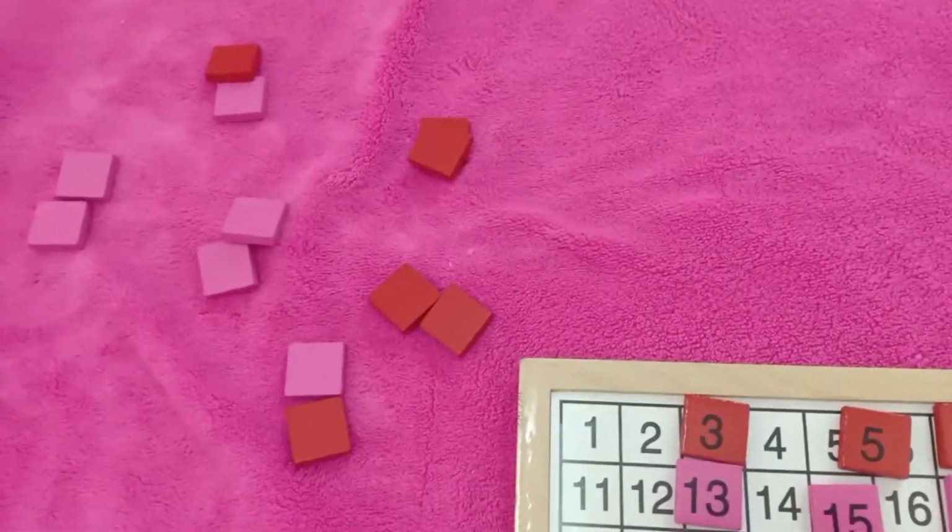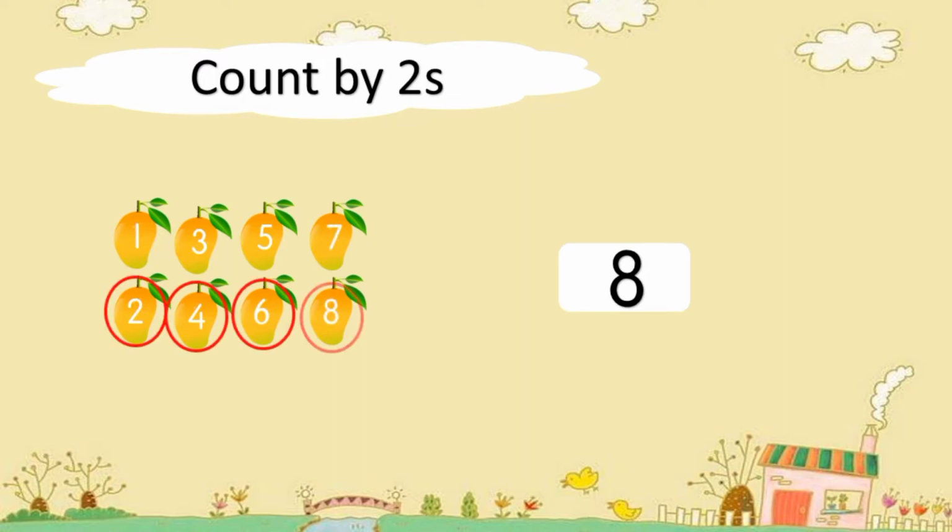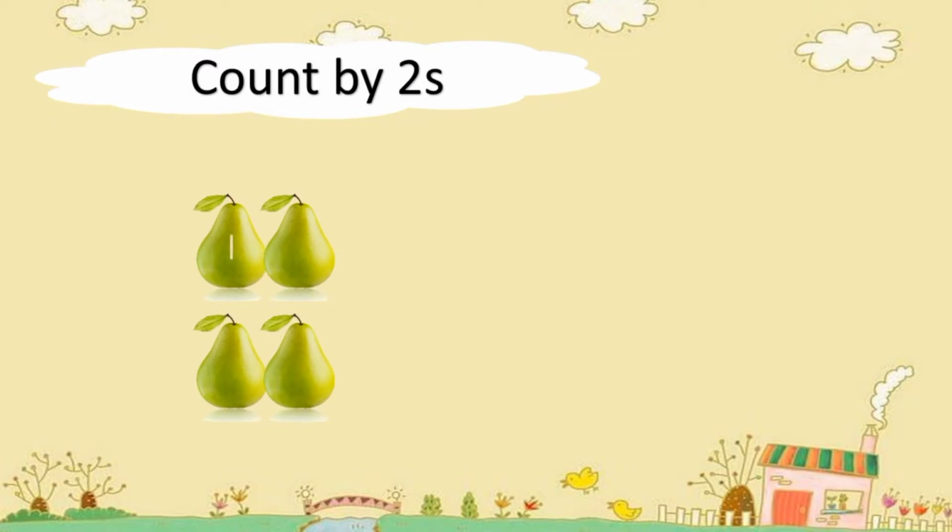Okay, now we go for the next one. Let's count by twos. 1, 2. Where's my number 2? 2, 3, 4, 5, 6, 7, 8. Now count by 2. So 2, 4, 6, 8. Everything is 8. How about this one? Can you try and do?